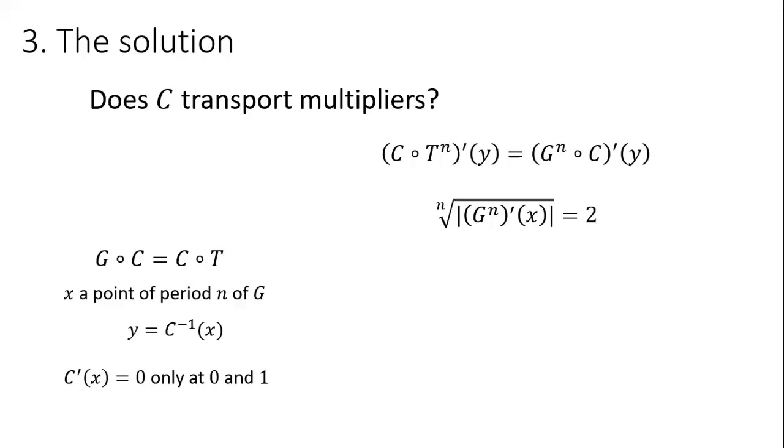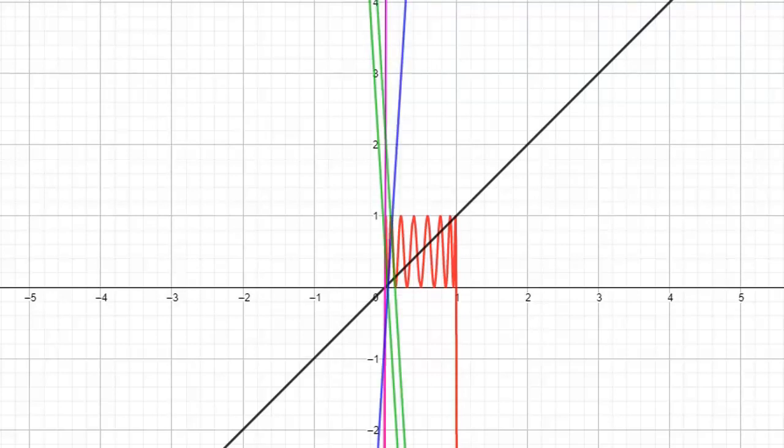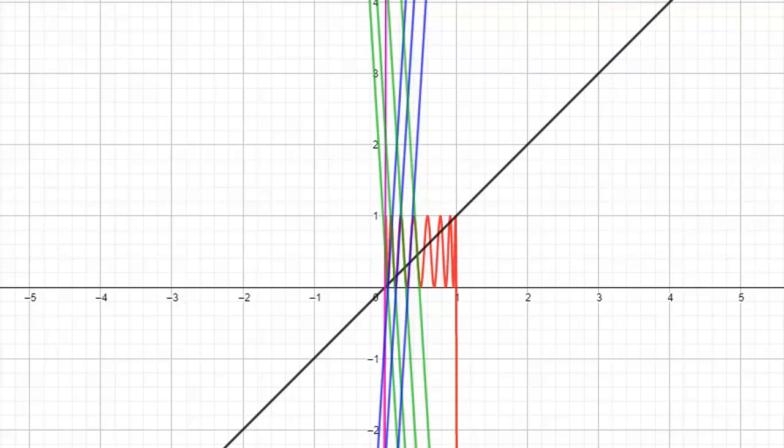In particular, that means that for this function, the multiplier is the same not only inside a particular orbit, which has to happen anyway, but also through all of the orbits. Visually speaking, the slope of any fixed point of g^n, with 0 as the only exception, will be 2 to the n, as highlighted at the beginning of the video.